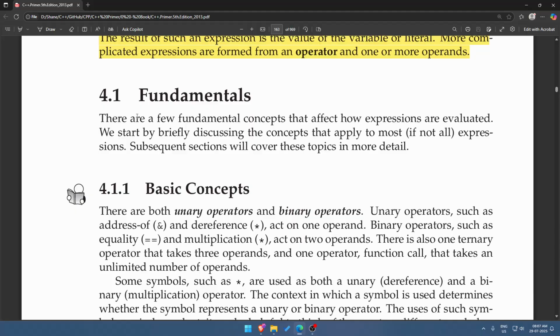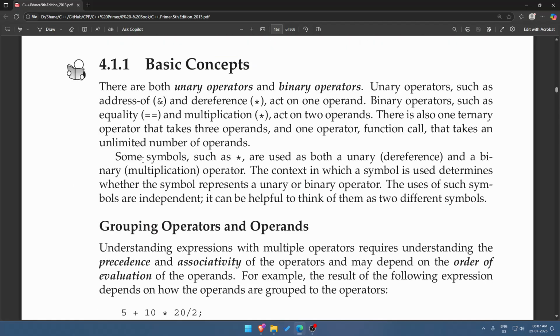Fundamentals. There are a few fundamental concepts that affect how expressions are evaluated. We start by briefly discussing the concepts that apply to most, if not all, expressions. Subsequent sections will cover these topics in more detail. So we have the basic concepts.